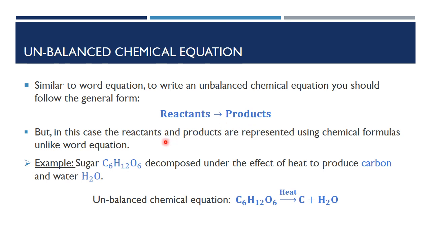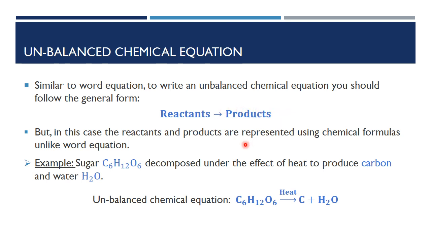But now, what's the difference between a word equation and an unbalanced chemical equation? In the word equation, you should use words in order to represent an equation. For example, here sugar decomposed under the effect of heat to produce carbon and water. So, to write a word equation, you should write sugar. You should put an arrow, and after this arrow, you have to mention carbon plus water.